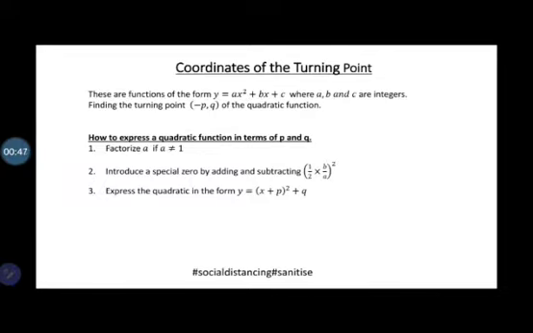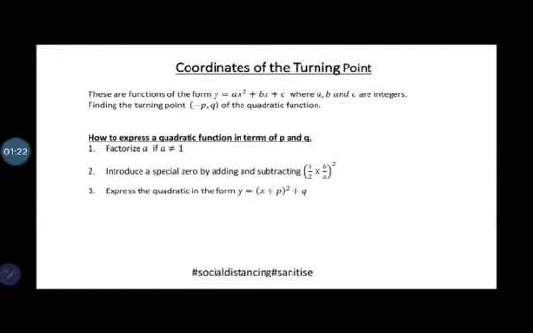So the turning point of a quadratic function is given by negative p comma q. From our expression here, there is no p, hence there's a need for us to express this equation in terms of p as well as in terms of q. How we do it is, in the quadratic function, if your a is different from 1, then you have to factor out the a so that your x squared has a coefficient of 1.